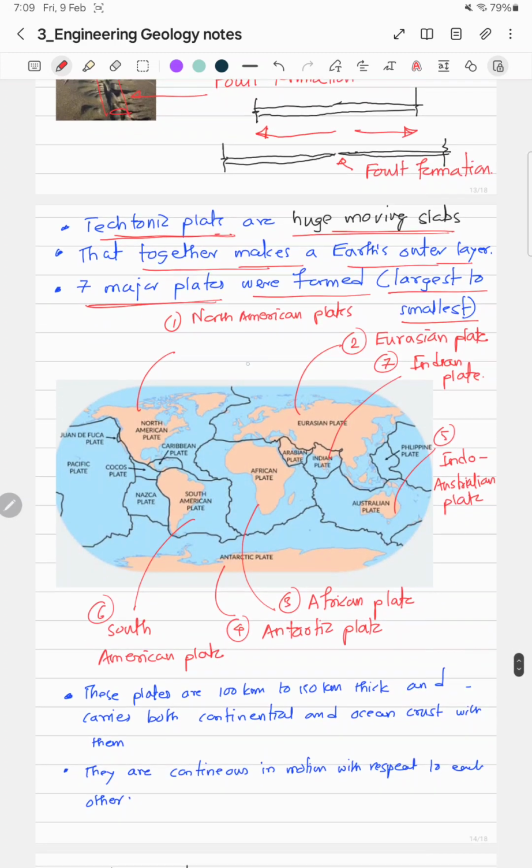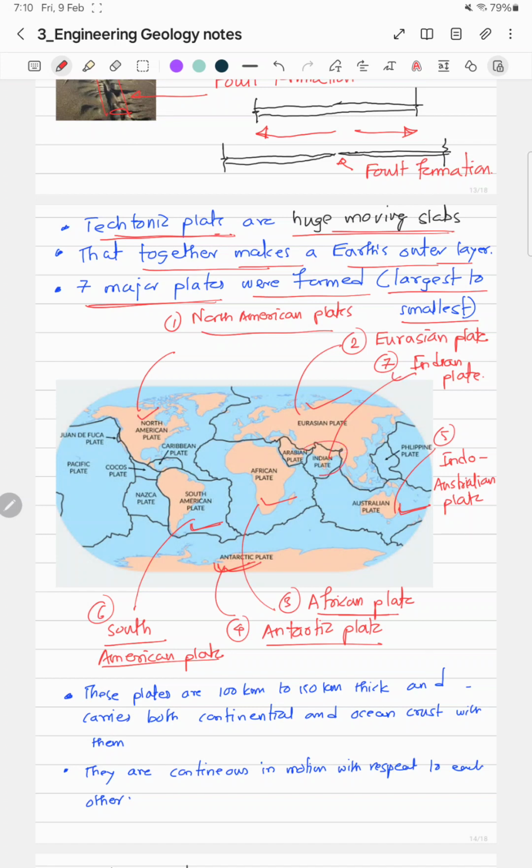First of all, the North American plate. Second is the Eurasian plate. Third is the African plate. Fourth is the Antarctic plate, this bottom plate. Fifth is the Indo-Australian plate. Sixth is the South American plate. And the last one is the Indian plate.